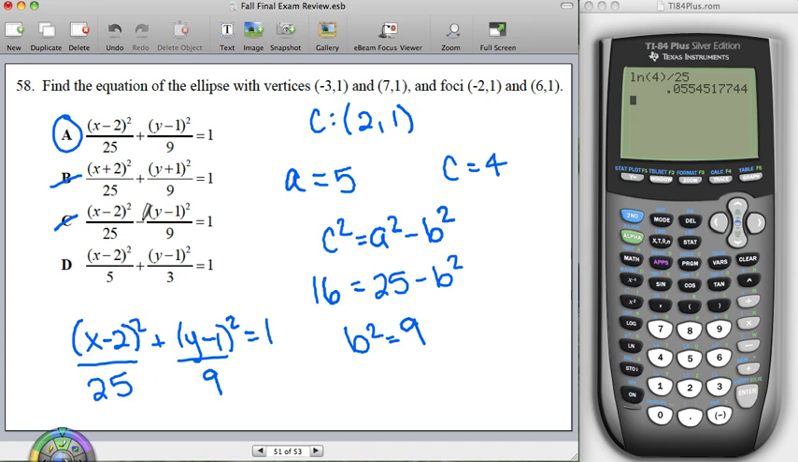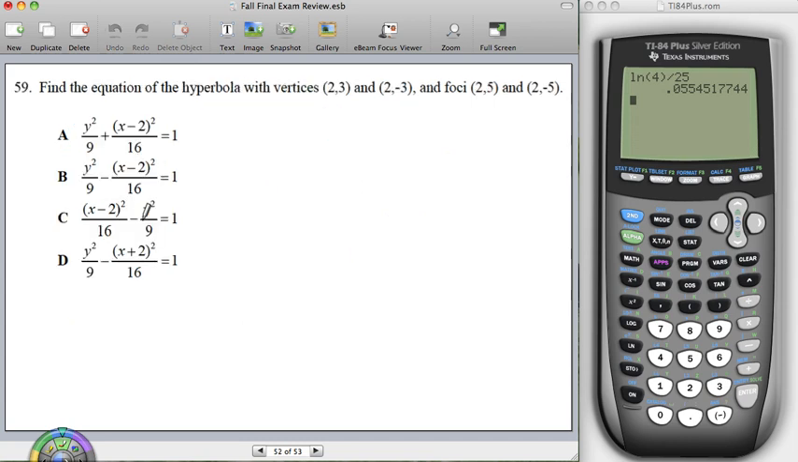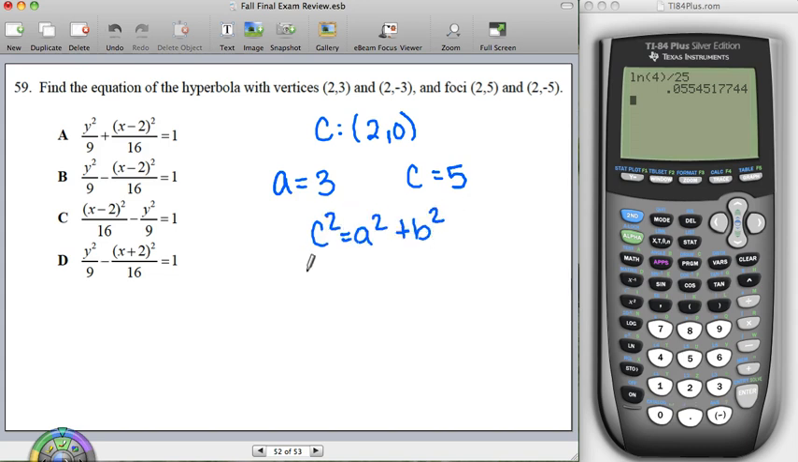59, equation for a hyperbola where you're given the vertices and the foci. You're basically doing the same thing you did with ellipses. So we need to find the center. So my center is going to be at 2, 0. Distance between your center and one of your vertices is a. So that's going to be 3 units. Center to your foci is c, which is 5 units. For hyperbolas, it's c squared equals a squared plus b squared. So that gives me 25 equals 9 plus b squared, so b squared in this case is 16.